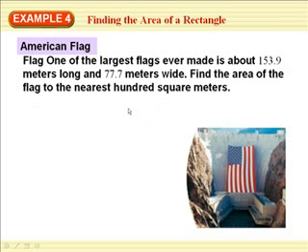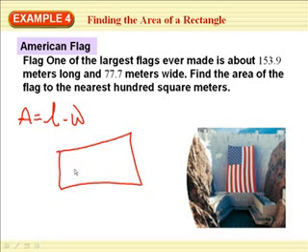All right, finding the area of a rectangle, and we've done this before. The area of a rectangle is length times width. So you got a flag, here's this flag right here. It is 153.9 meters long and 77.7 meters wide. Find the area of the flag to the nearest 100 square meters.